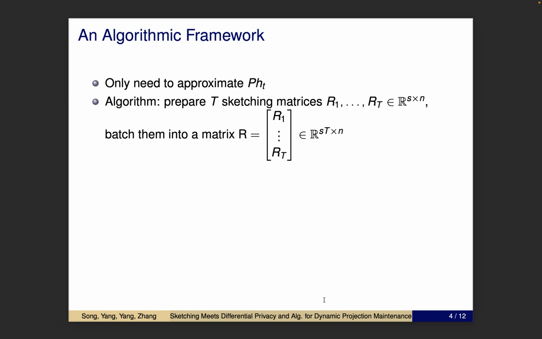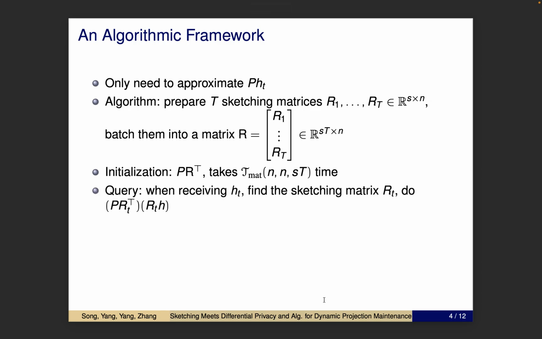The idea is to prepare T sketching matrices denoted by R1 through RT, each of size s by n. We can batch them together into a large matrix of size s t by n. During the initialization phase, we batch multiply this large matrix with the projection matrix. This step takes T_mat(n, n, st) time, where T_mat(n, n, st) denotes the time of multiplying a matrix of size n by n with another matrix of size n by st.